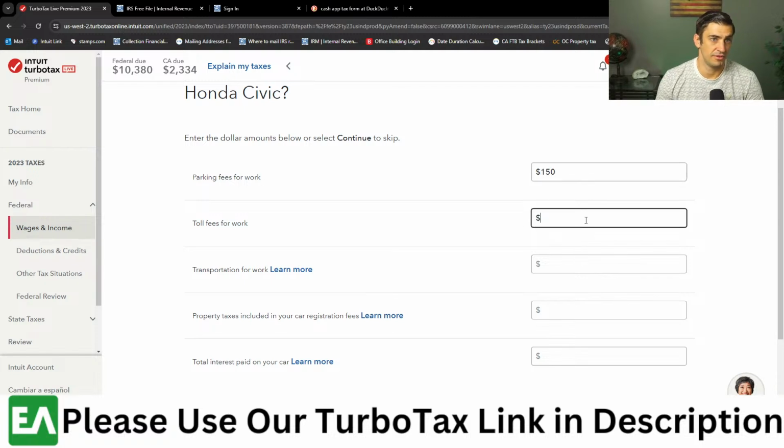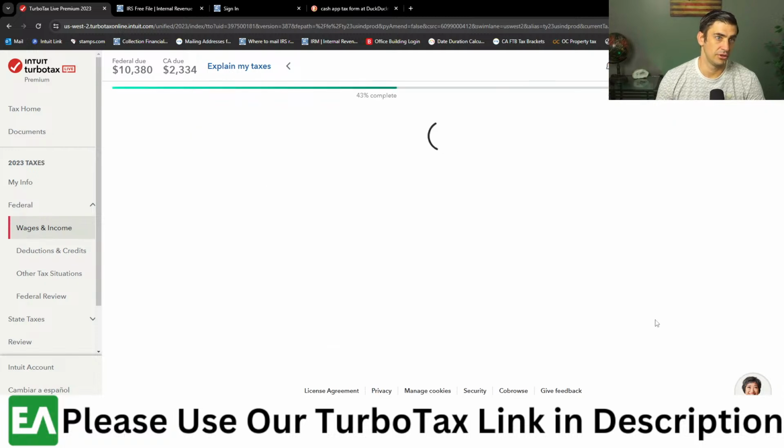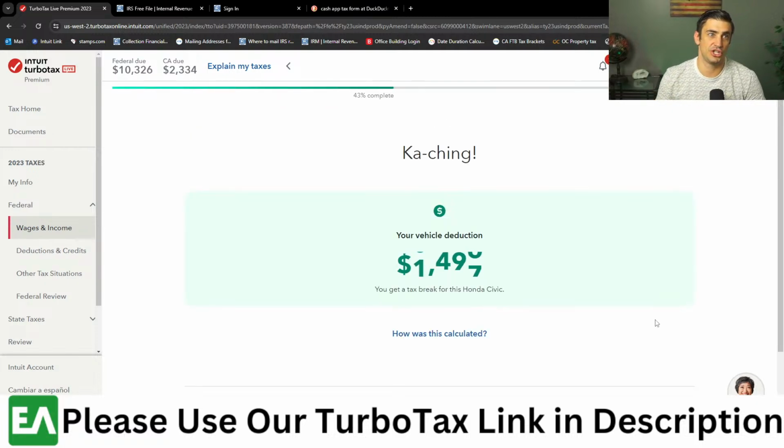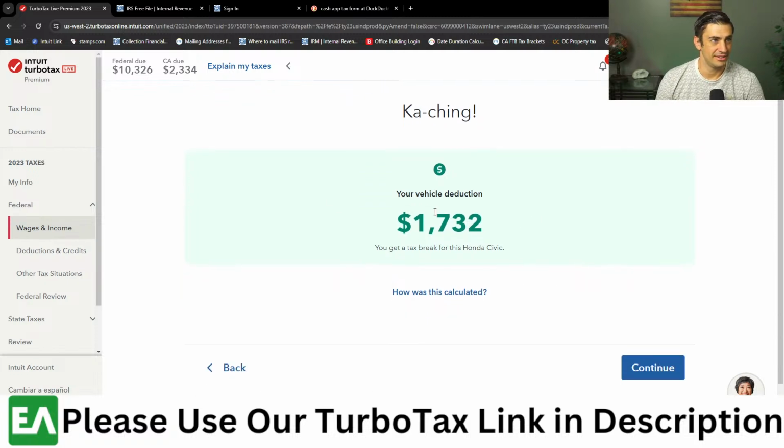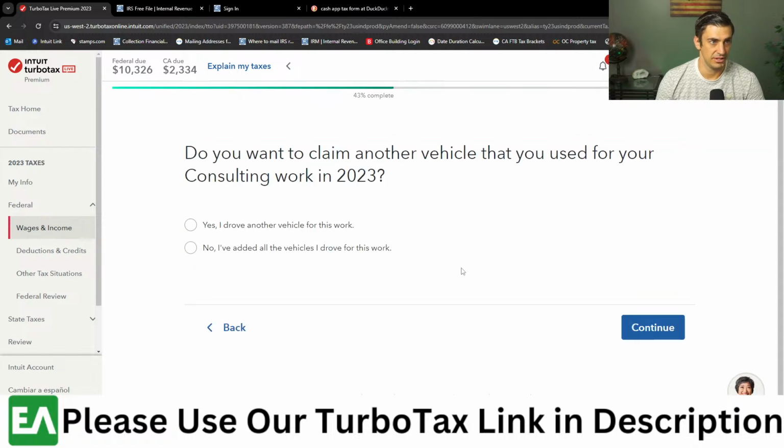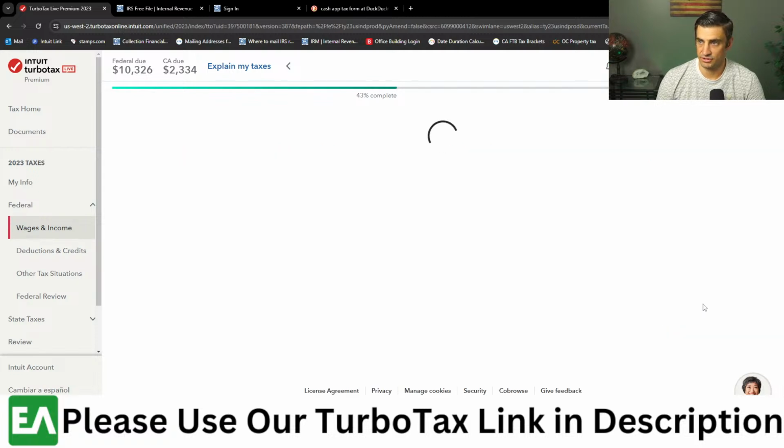Let's say I did parking fees, $150. Tolls I didn't do. I don't like going on the tolls. Deductions. Okay. Deductions doesn't mean actual bottom line. Do you want to claim another vehicle? No, we'll say this is it. This is all I drove.